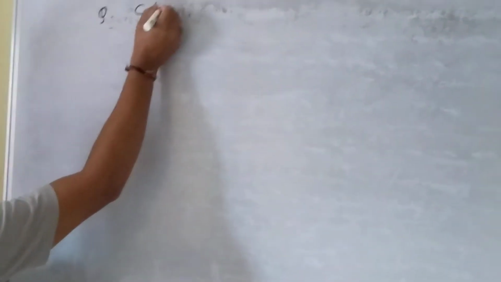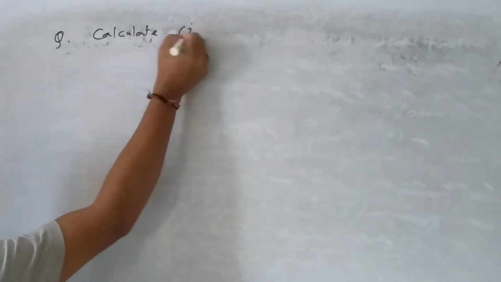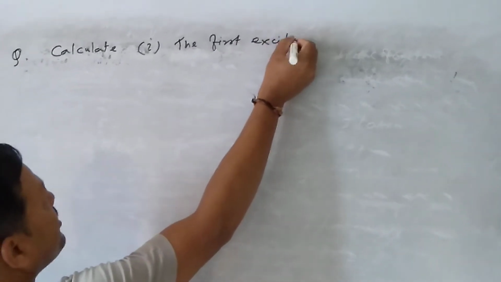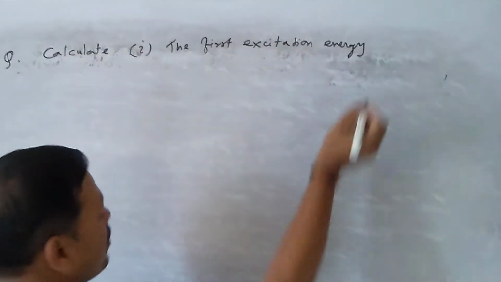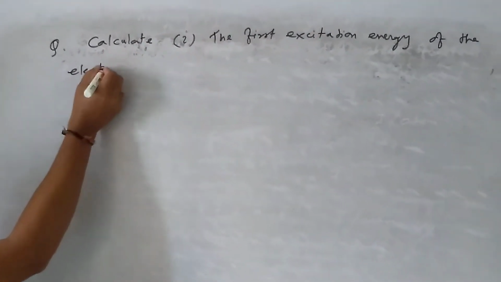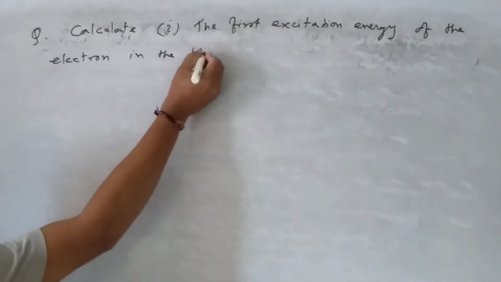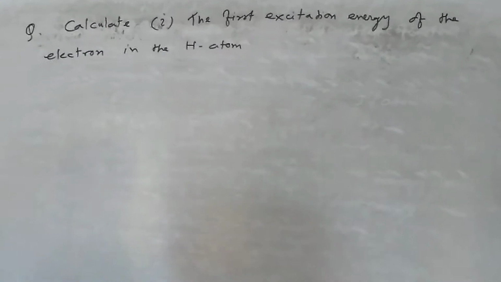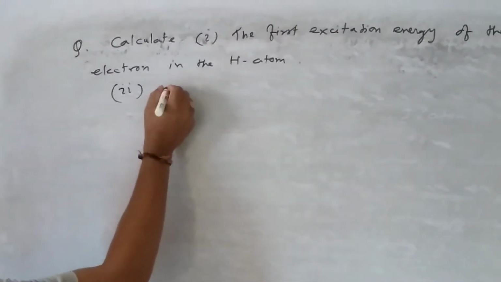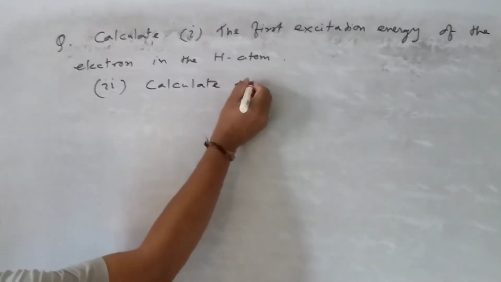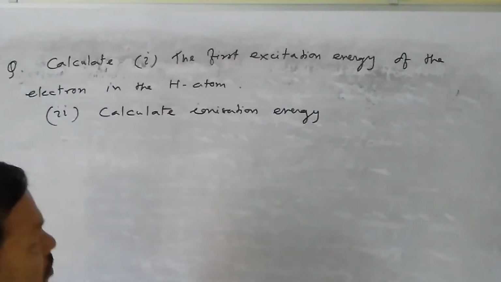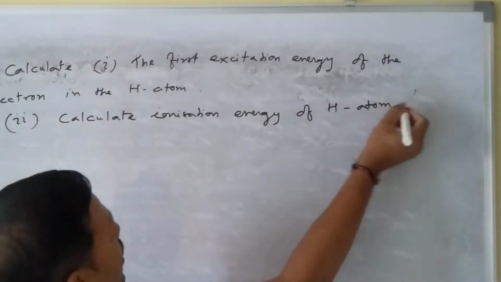Now another question. Number 1, calculate the first excitation energy of the electron in the hydrogen atom, and number 2, calculate the ionization energy of hydrogen atom. Ionization energy of hydrogen atom.